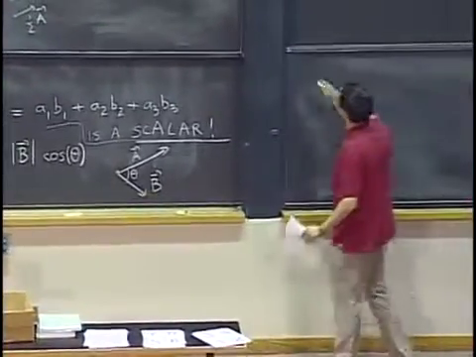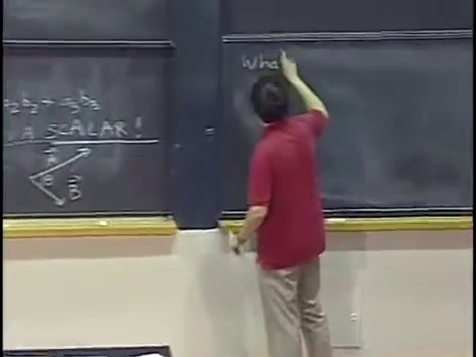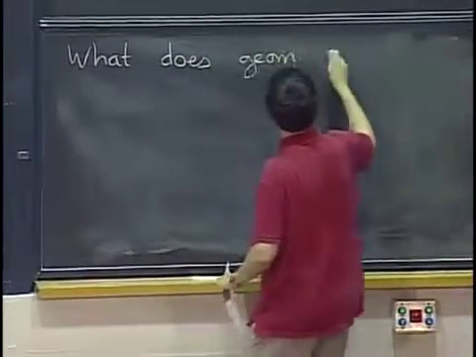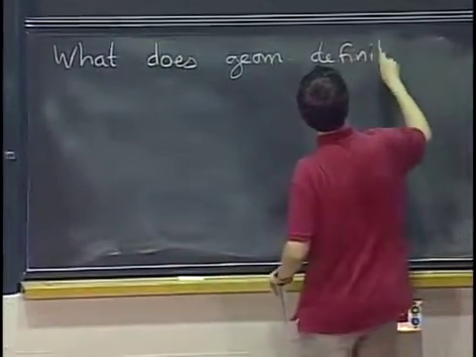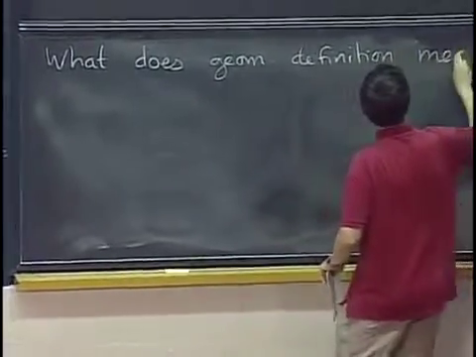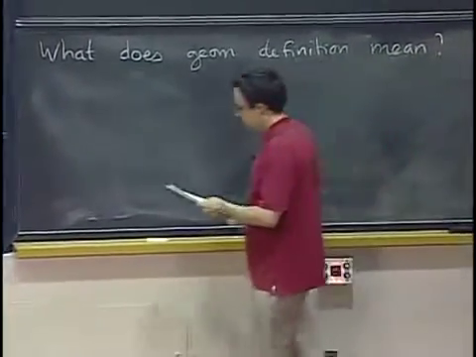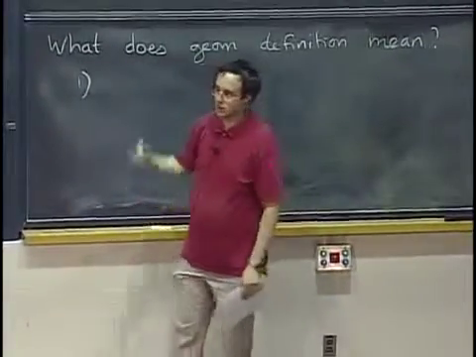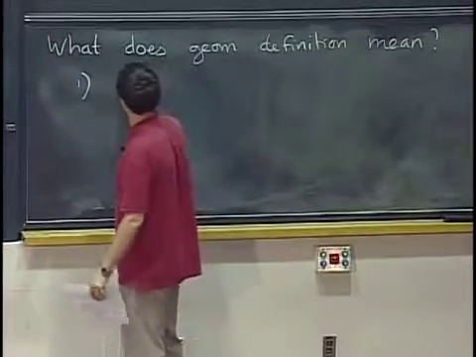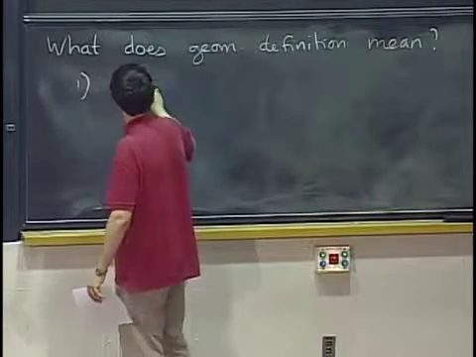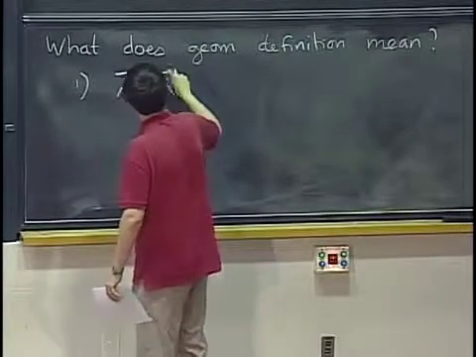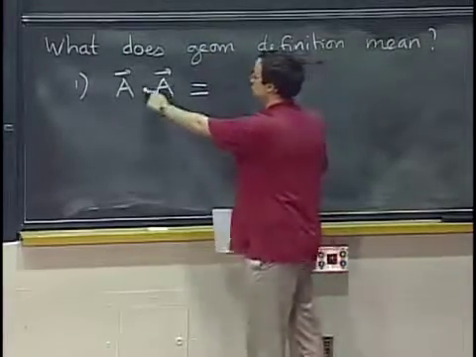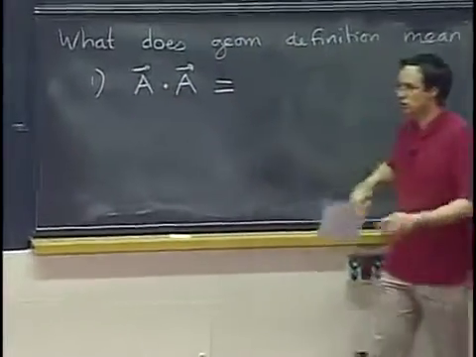Or in more common language, what does this geometric definition mean? Well, the first thing it means, before we multiply two vectors, let's start multiplying a vector with itself. That's probably easier. So if we multiply a vector A with itself using this dot product, by the way, I should point out we put this dot here, that's why it's called a dot product.